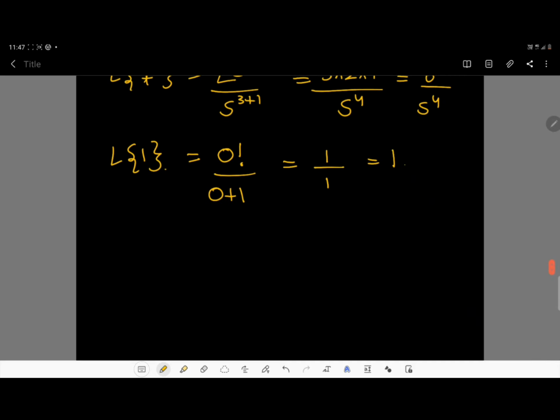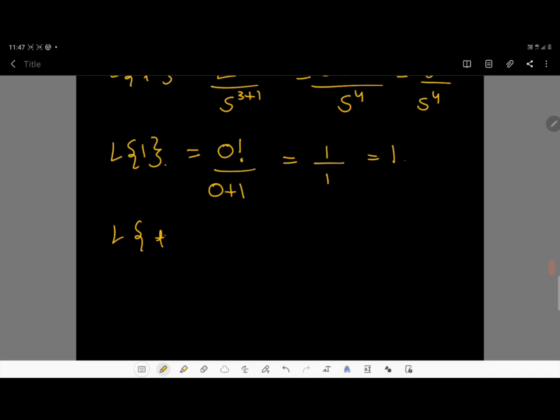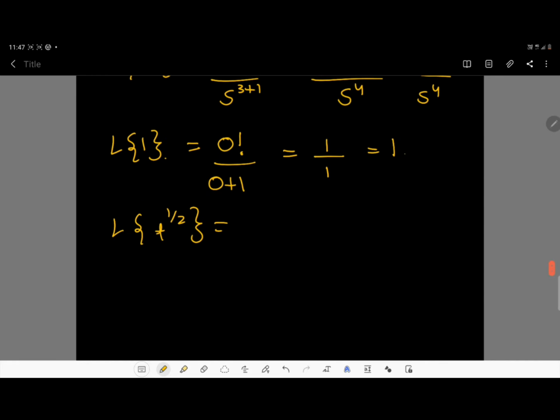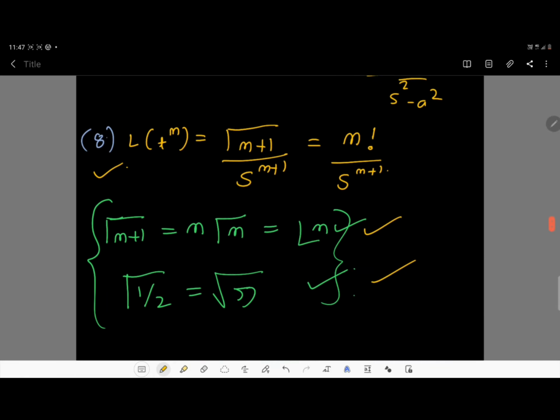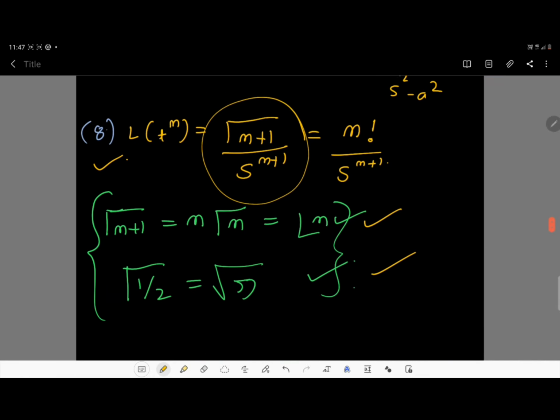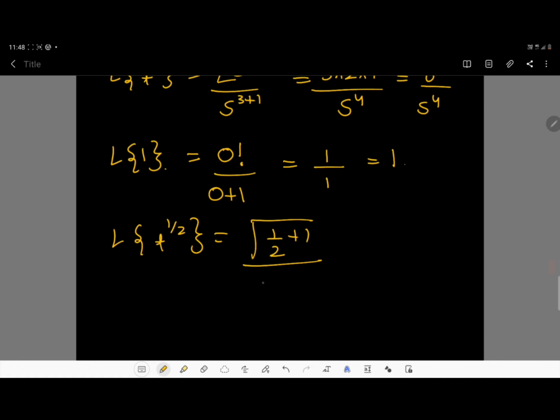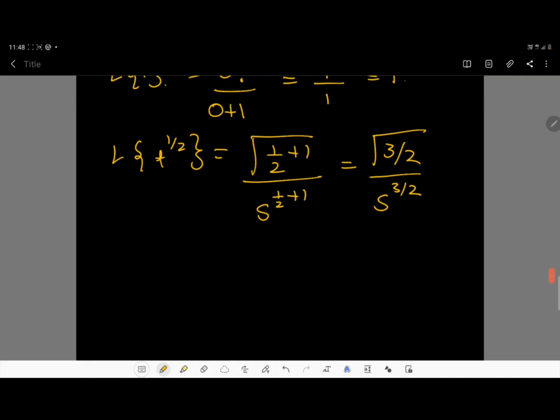Yes, so now I'll take one more example, t raised to power 1 by 2. In this case we will need to use these relations, right? So now what is n? n is 1 by 2. I'm using this formula now: n plus 1 upon s raised to power n plus 1, so 1 by 2 plus 1 upon s raised to power 1 by 2 plus 1. So what will this become? This will become 3 by 2, and this will become s raised to power 3 by 2 also.